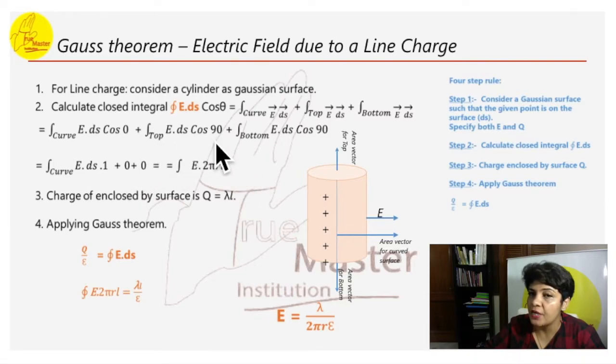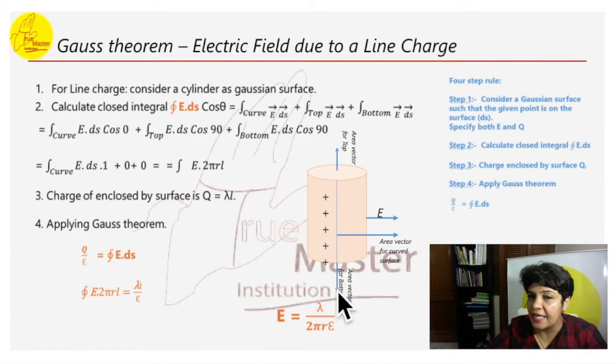So for the top, E dot ds cos 90 will be 0. E dot ds cos 90 for the bottom will also be 0. We are left with the curved part, which is E dot ds cos 0. How is this 0? Because the curved surface area vector is in this direction, similar to the direction of the electric field. So the theta between these two is 0. Cos 0 is 1. So E dot ds can be written with this area as 2 pi r L.